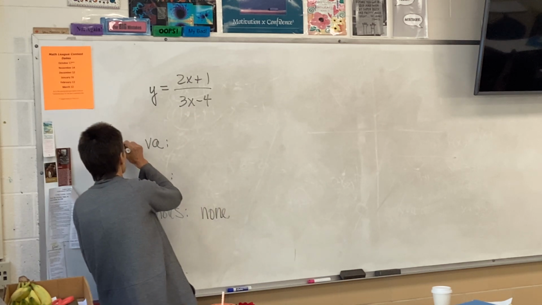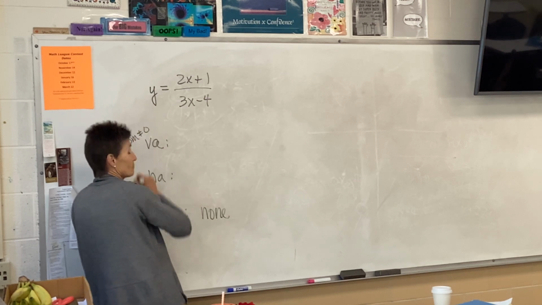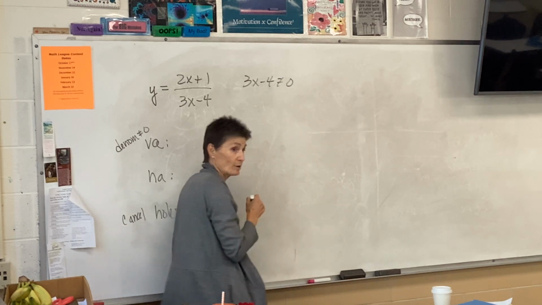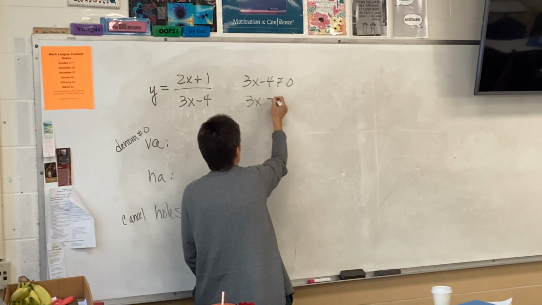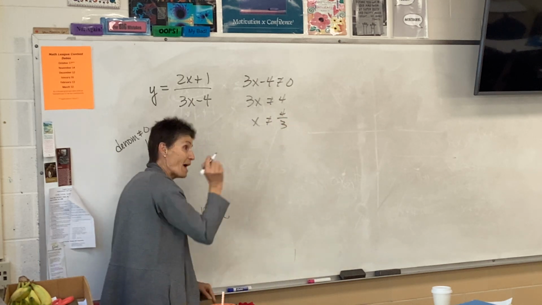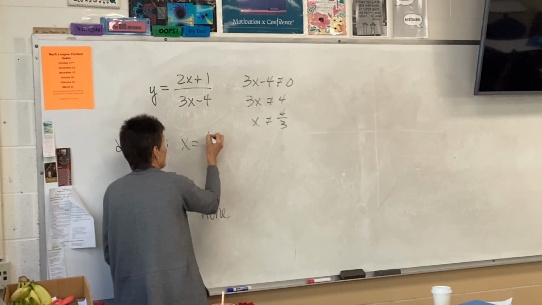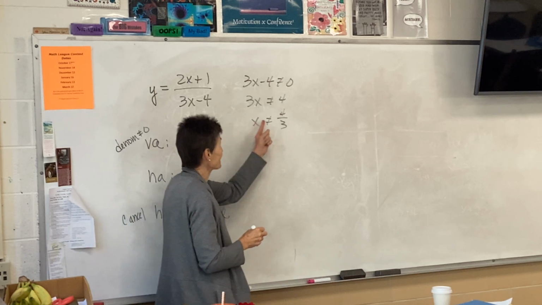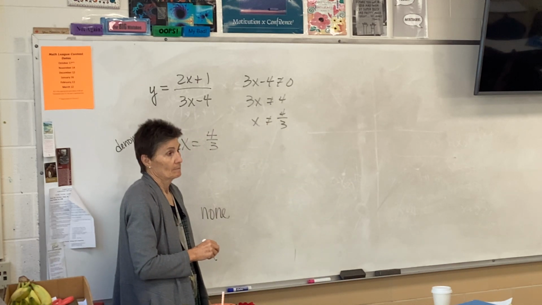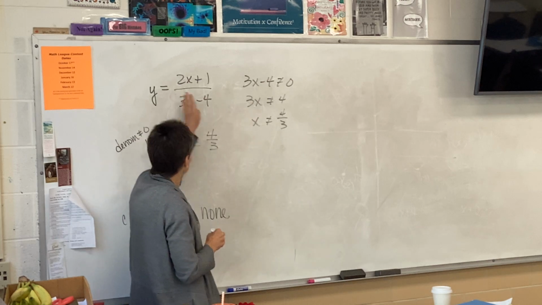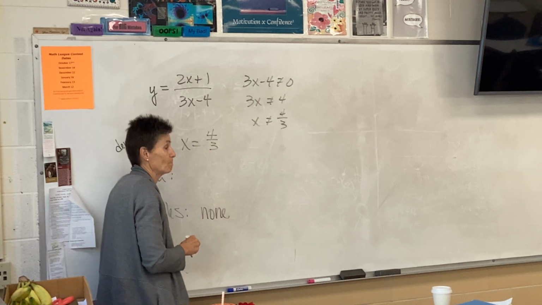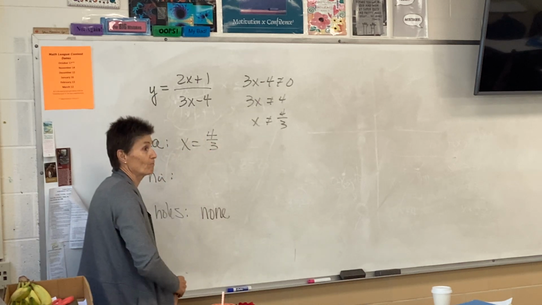Vertical asymptotes come from the denominator. So 3x minus 4 can't be 0, would you agree? Which means 3x can't be 4 and x can't be 4/3. That is your vertical asymptote. When you say x cannot be something, that's your vertical asymptote. If that 3 hadn't been there, it would be a 4, but because of the 3, it's 4/3. Okay, perfect. Verticals come from the denominator.